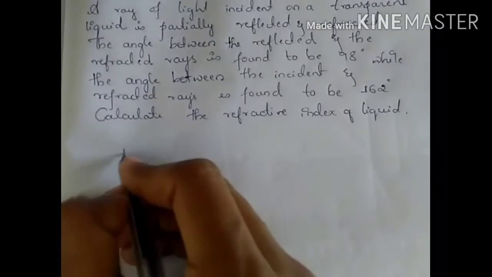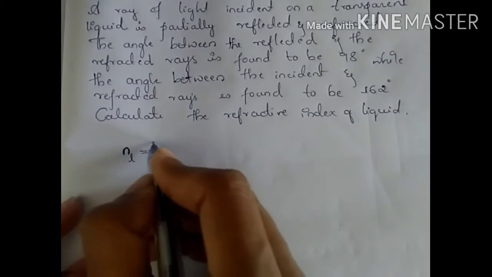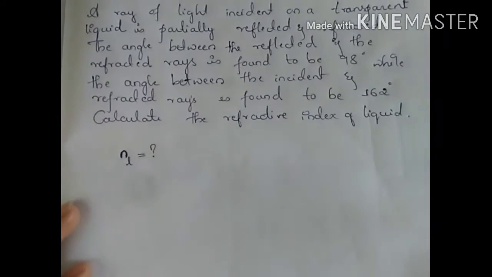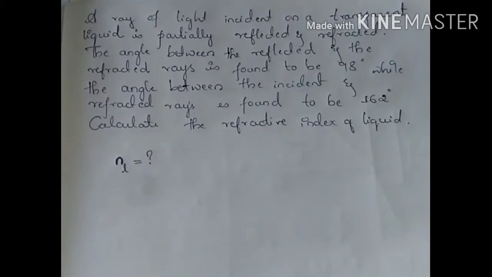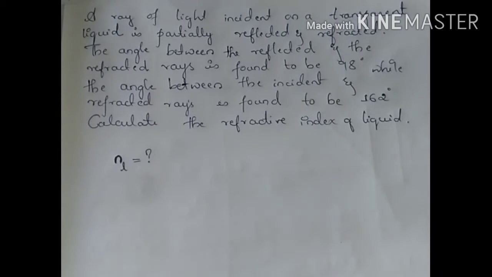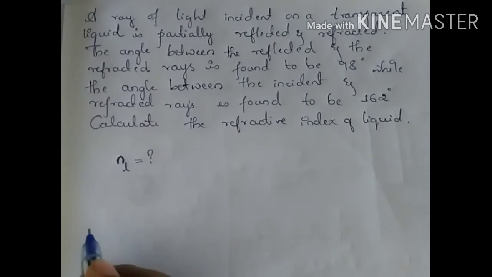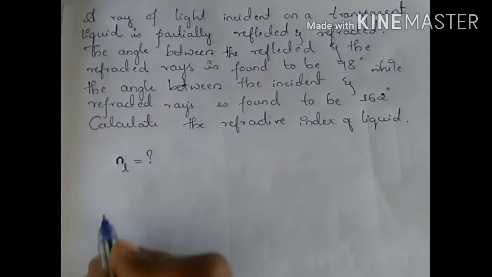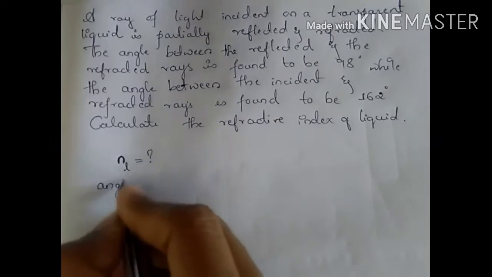Now here he is asking us to calculate NL, that is the refractive index of the liquid. So what he is telling is, there is a light ray which is incident on a liquid. When you make this light ray incident on the liquid, it will not completely get reflected or completely get refracted. What is happening is this light ray will partially get reflected and partially get refracted. So in that case he has given the angle between the reflected and refracted ray.